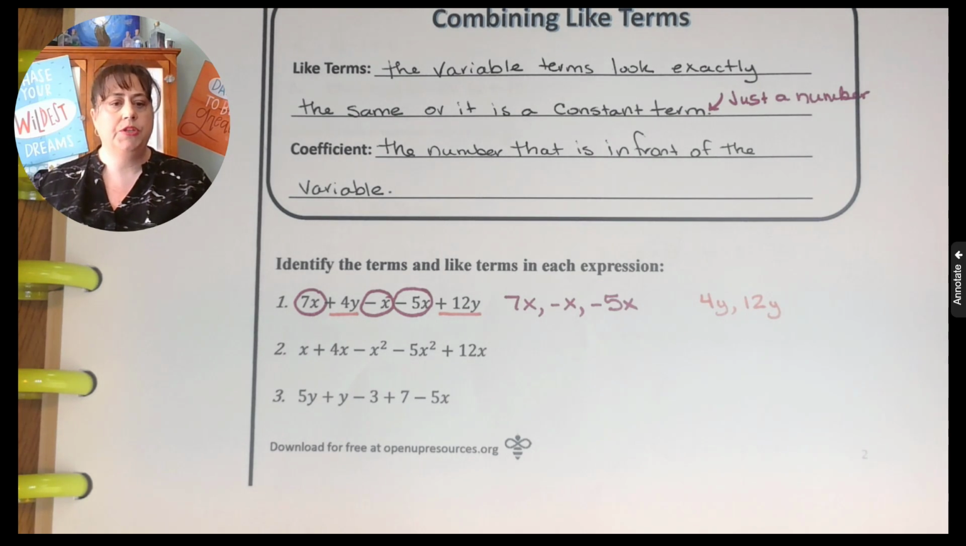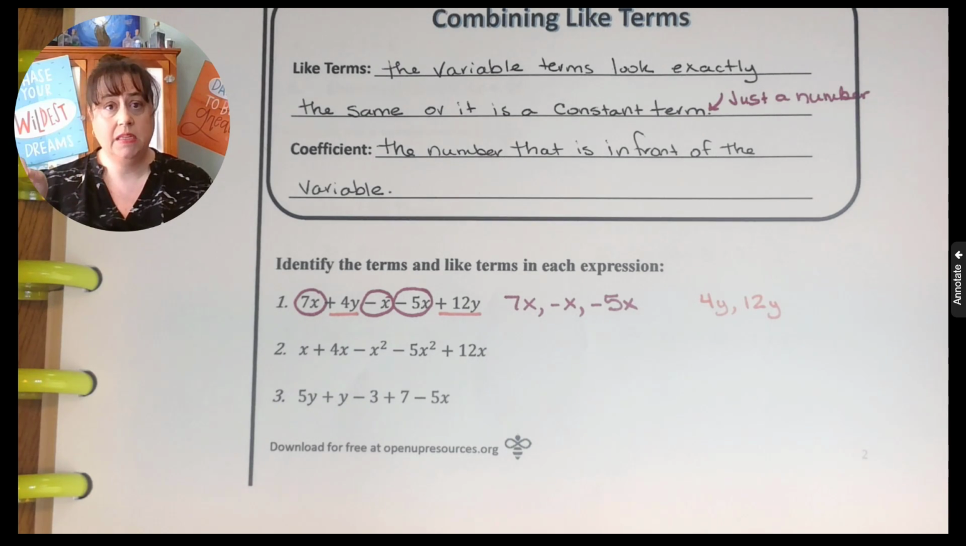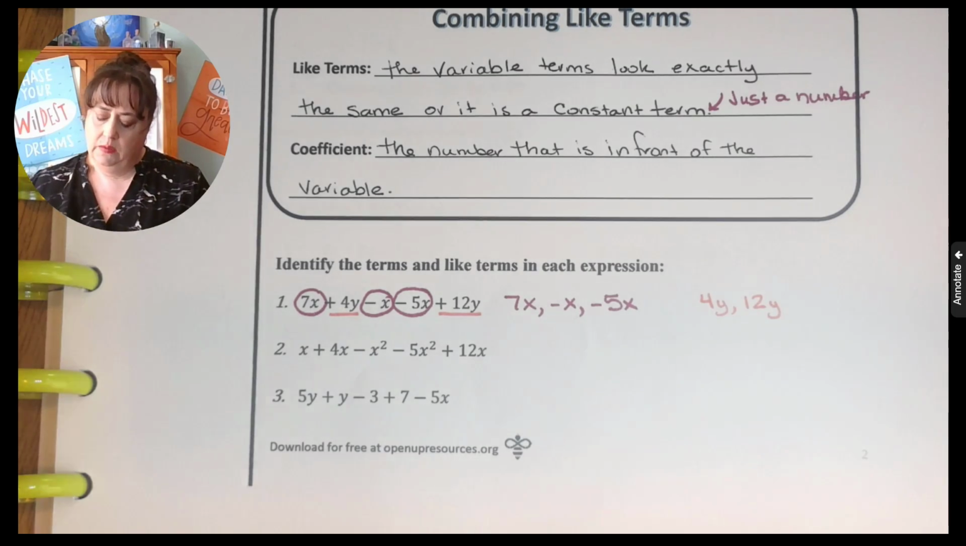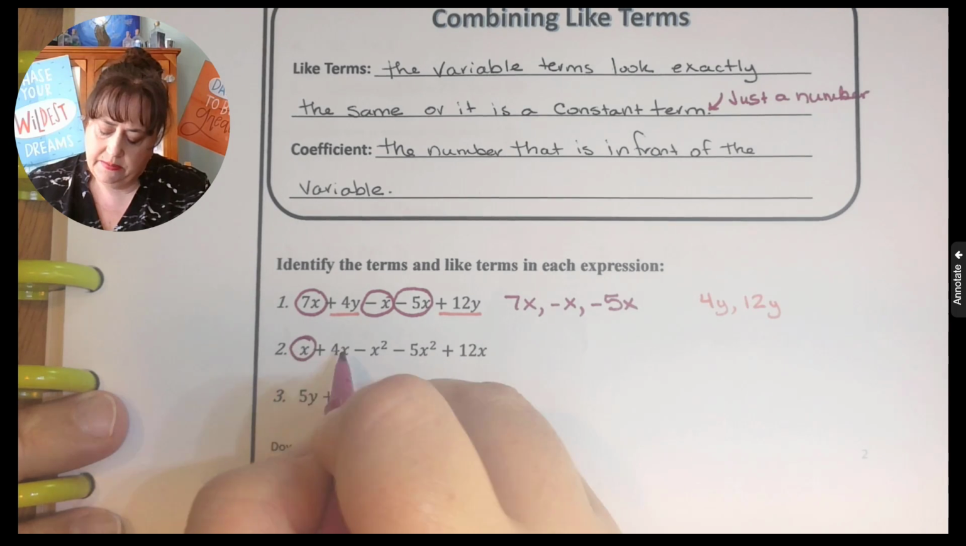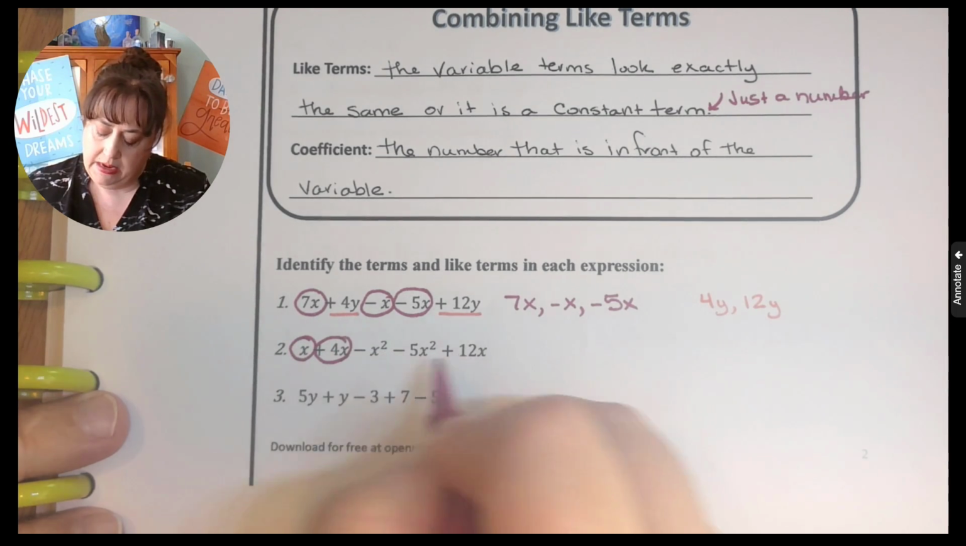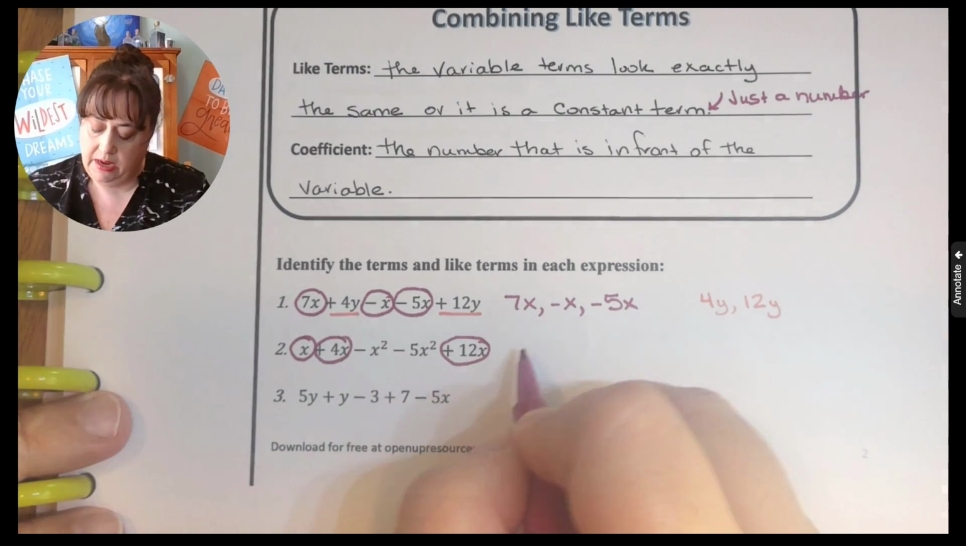So let's look at number 2 and do the same thing. This one's a little more confusing because it has all x's, but remember the variable terms have to be exactly the same. So there is a difference between x and x squared. Remember, x squared is x times x, and x is just an x, so those are different. So let's go find all of our x's. We have an x, we have a positive 4x, and we have a 12x. So let's write those down.